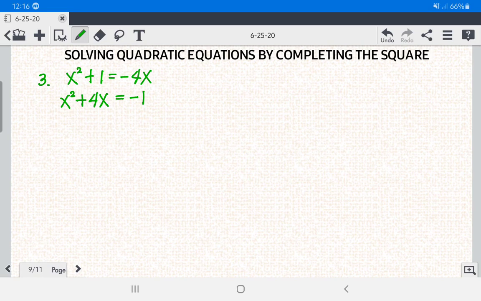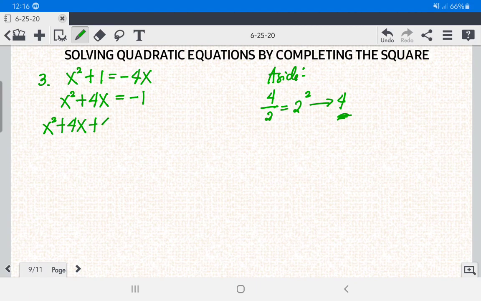The next step is we have to identify the term to be added to both sides of the equation to make a perfect square trinomial. So we have to put aside, so get the numerical coefficient of the middle term 4, then divide it by 2, so we have 2. Then square it, we have 4. Then add 4 on both sides of the equation, so we have x squared plus 4x plus 4, then equals negative 1 plus 4.